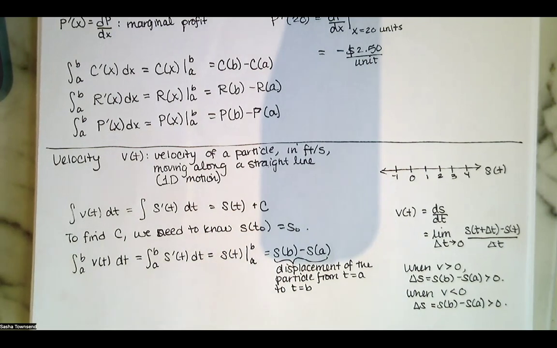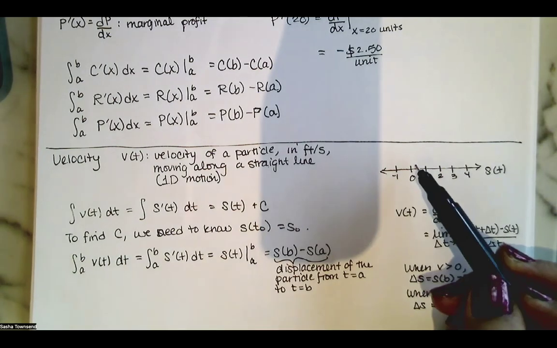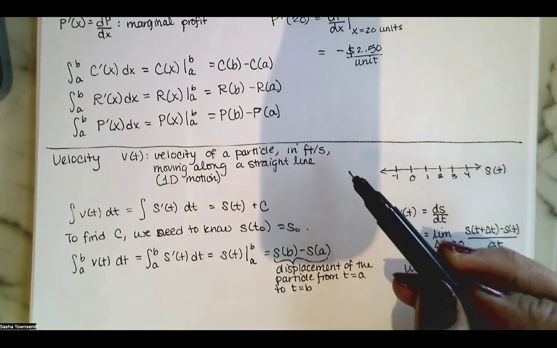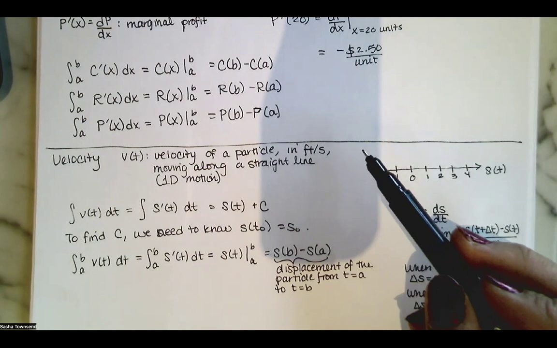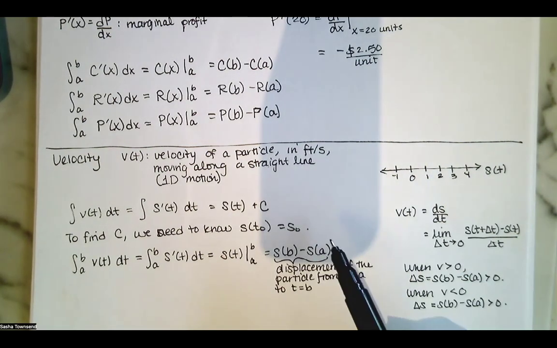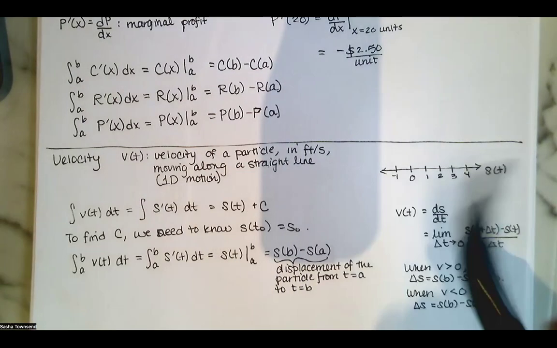You might say to yourself, but how can I get the total distance traveled? What if I started at this location and then I went to the right for a little bit and then I went to the left for a long time and then I came back to the right, and you're moving back and forth. This displacement doesn't take all of that movement back and forth into account.